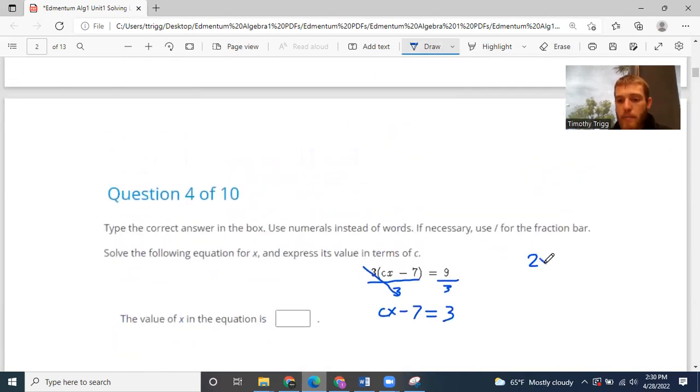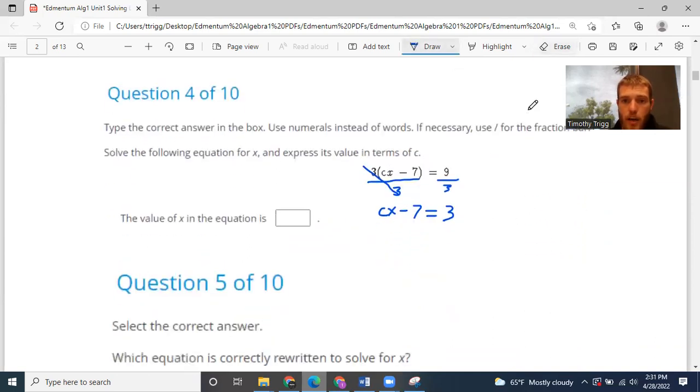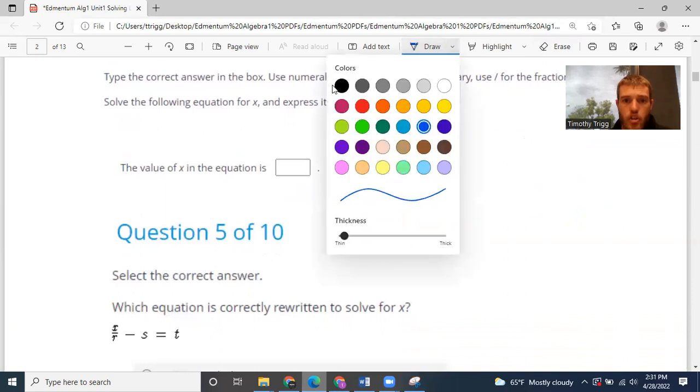Like if you had 2x, just as an example, if you had 2x plus 1 equals 7, you couldn't just say, oh, divide by 2 here. That does not work, okay? But since this is in parentheses, that means the 3 is multiplied by this whole thing. You can divide that factor out, okay? It's just a little bit of algebra knowledge.